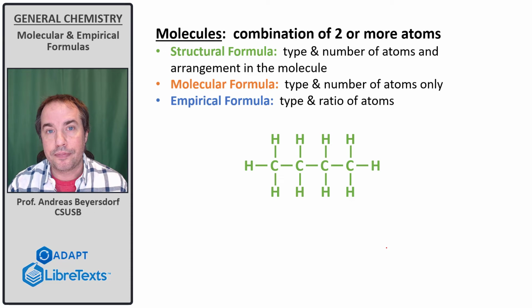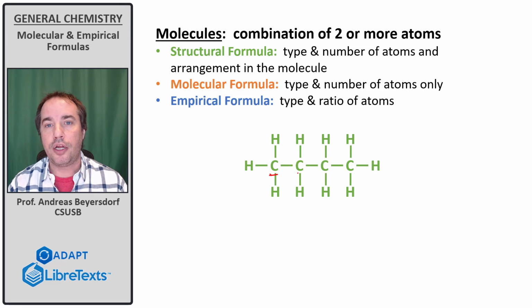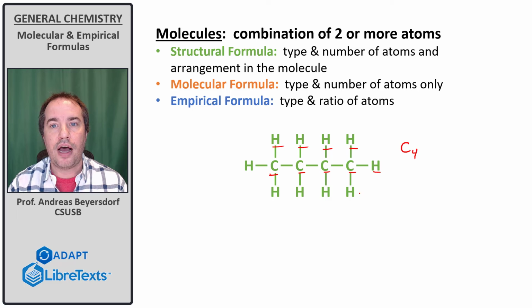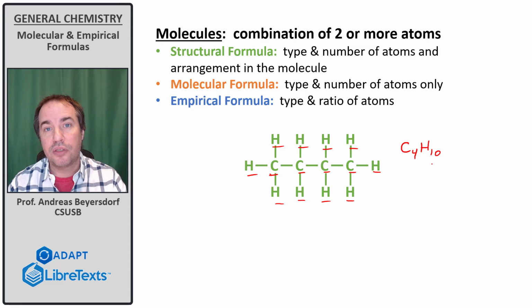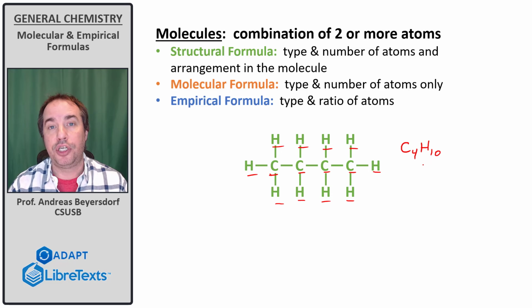Let's look at one more. Butane is found in disposable lighters and has this structural formula. And so if I want to go to the molecular formula, I count up the carbons. So 1, 2, 3, 4. So it's C4. I have 1, 2, 3, 4, 5, 6, 7, 8, 9, 10 hydrogens. And so that is my molecular formula. This tells me how many carbons and hydrogens are in there.